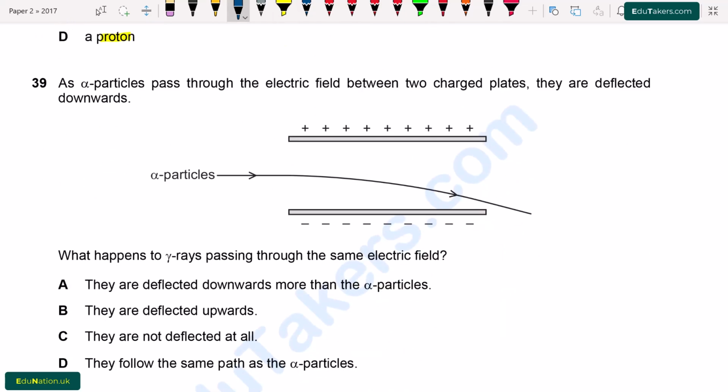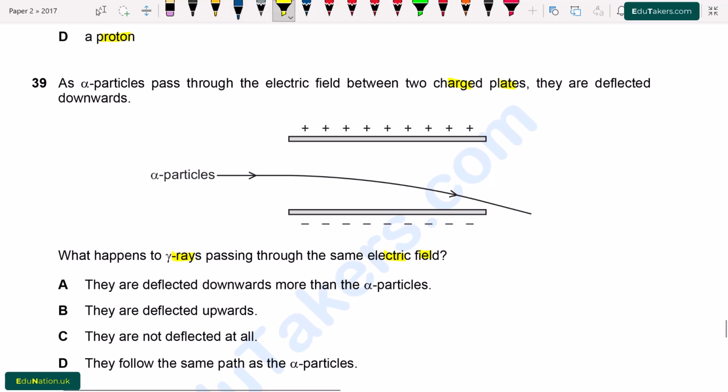Question number 39. As alpha particles pass through the electric field between two charged plates, they are deflected downward. What happens to gamma rays passing through the same electric field? As we know, alpha particles are charged particles and positively charged, while gamma rays are neutral. They don't carry any charge. It means that gamma rays cannot be deflected by the electric field.